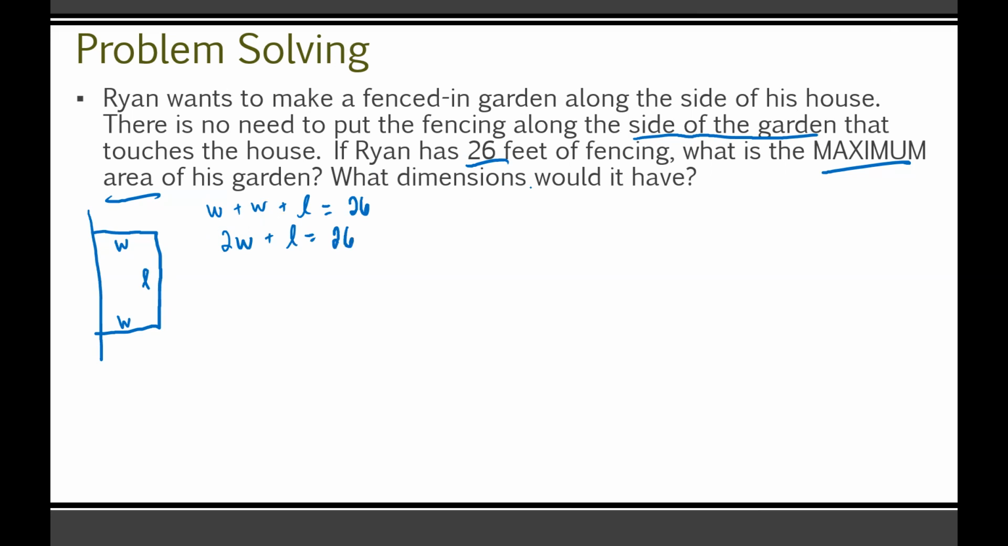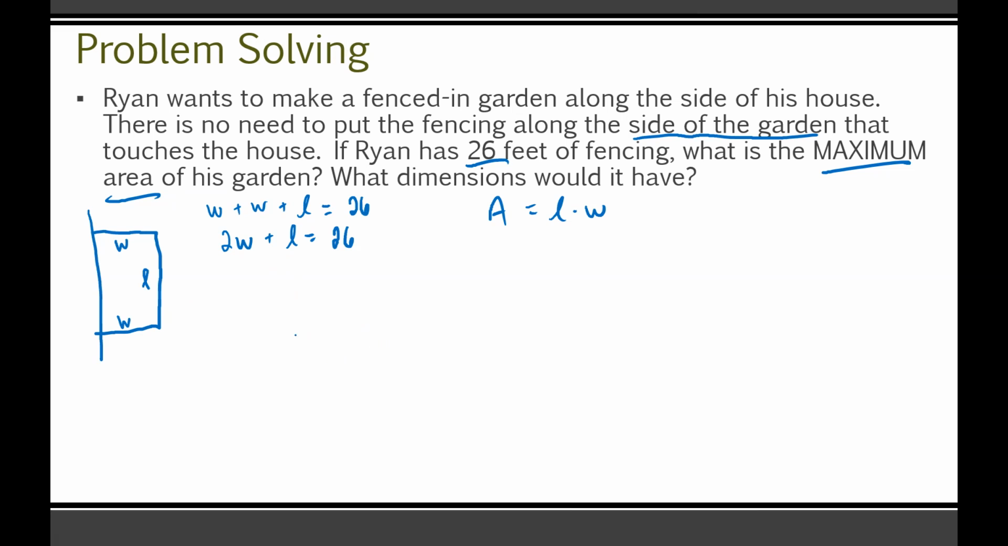Now, what we want to find is the maximum area. Well, the area of a rectangle is just length times width. But we don't want to use all these variables, right? We don't want to have too many variables going on here. So let's use this other situation we came up with over here, the 2W plus L is 26, to make an expression representing one of these variables.